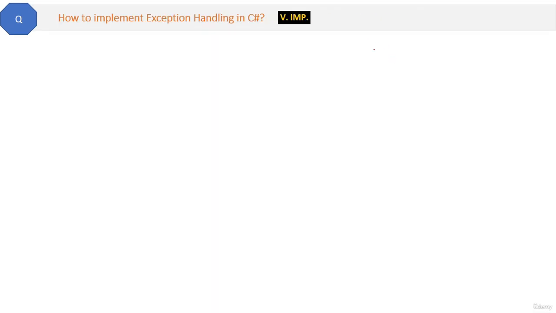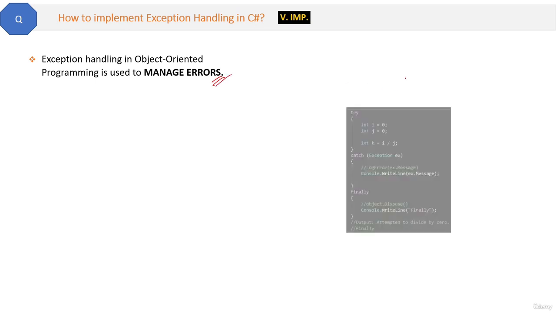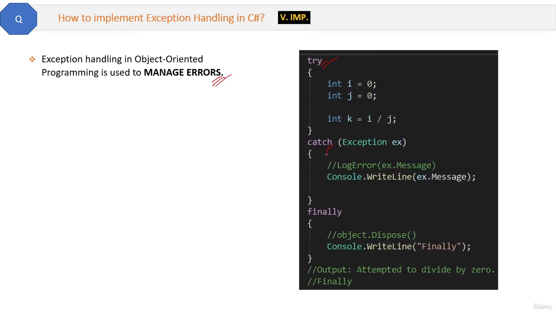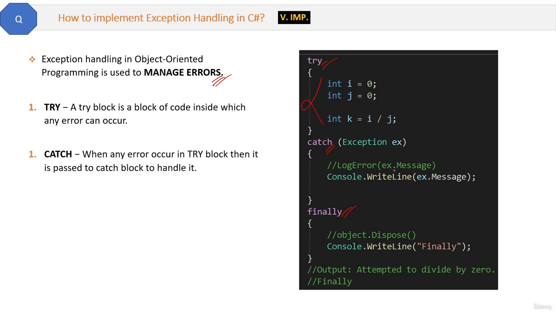How to implement exception handling in C#? Exception handling in object-oriented programming is used to manage errors. Here you can see the keywords try, catch and finally. A try block is a block of code inside which any error can occur. Okay. Now when any error occurs in the try block, then it is passed to the catch block to handle it.